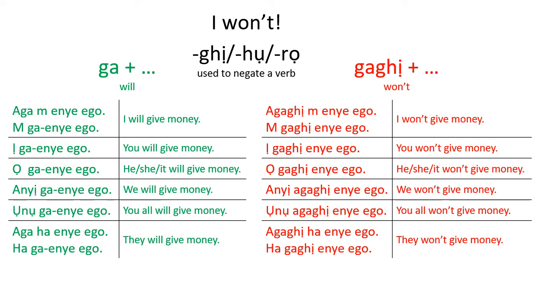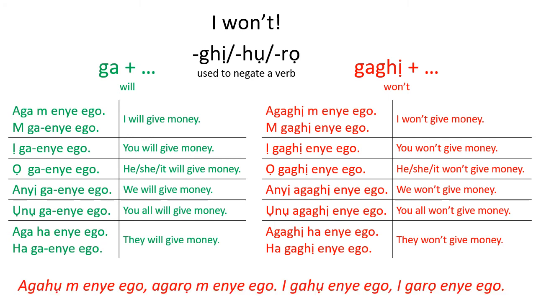If you consider other dialects, here are just a few examples of how it will sound. Agahụ m enye ego or agarọ m enye ego. Ị gahụ enye ego or ị garọ enye ego.